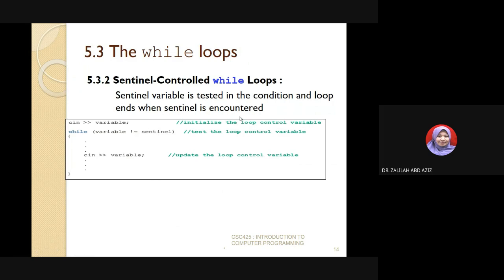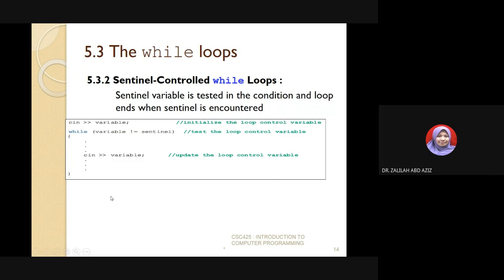Okay, now let's look at the syntax. Cin variable. Okay, while variable not equal Sentinel. Kalau true then dia akan buat, and then dalam ni kena cin lagi. And then baru dia akan iterate, and then they check whether yang currently, yang latest yang cin tu, adakah not equal to Sentinel. If yes, dia akan buat. Tapi if it is equal, so they will jump out from this loop.